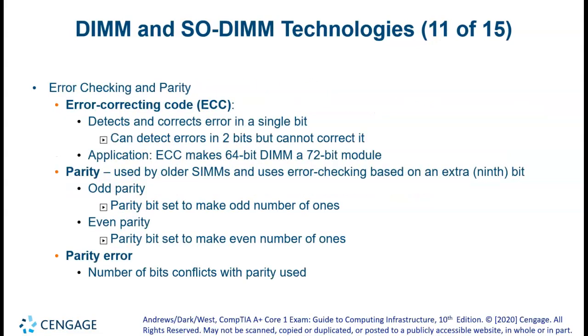Error check parity. That motorcycle goes by. It detects and corrects errors in a single bit. It can detect errors in 2 bits, but cannot correct them. Parity is used by older SIMMs and uses error checking based on an extra 9th bit. Odd parity: the parity bit is set to make an odd number of ones. Even parity: set to make an even number of ones. A parity error occurs when the number of bits conflicts with the parity used. Error checking, ECC memory, is more expensive than regular memory.